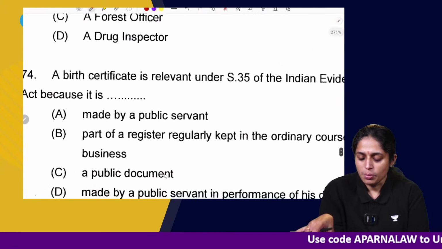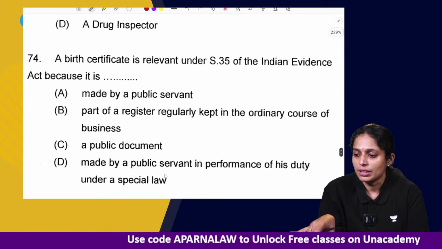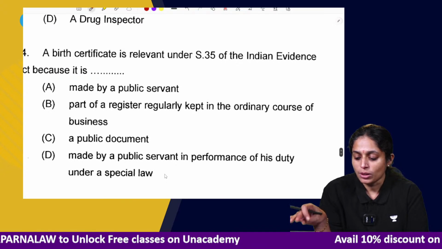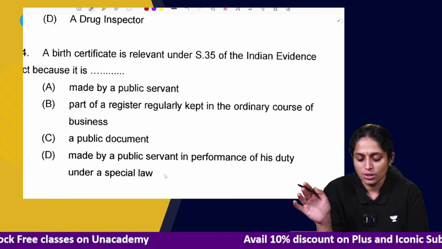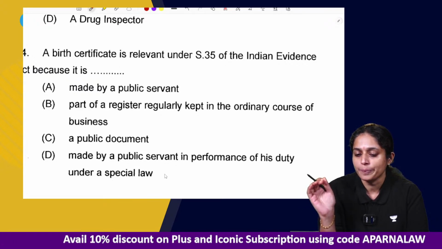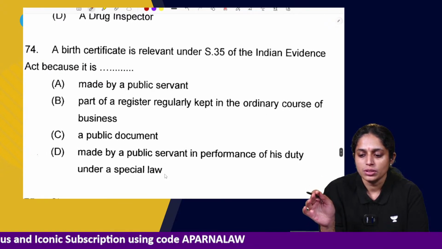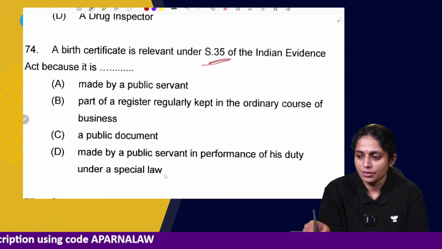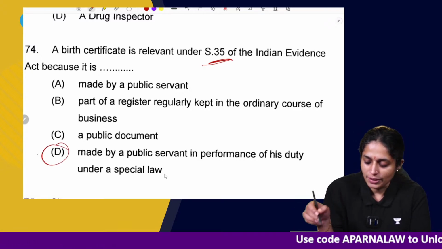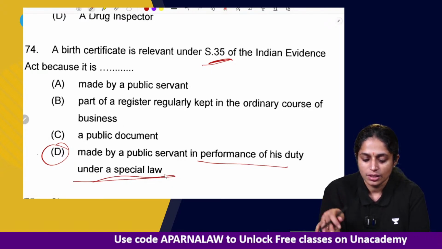Next, 74th, a birth certificate is relevant under section 35 of the Indian Evidence Act because, why is it relevant? A. Because it is made by a public servant. B. It is a part of a register regularly kept in the ordinary course of business. C. A public servant. And D. Made by a public servant in performance of his duty under a special law. So 74th question, why is it relevant under section 35? Because it is made by a public servant in performance of his duty under a special law. D is the correct answer.